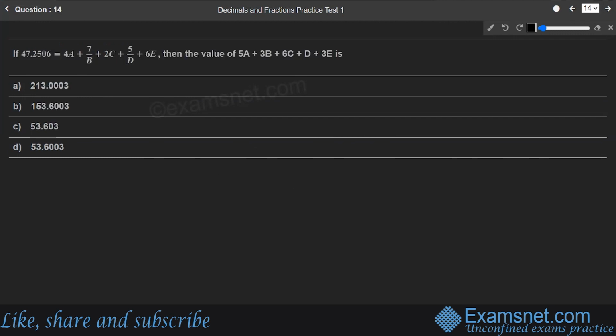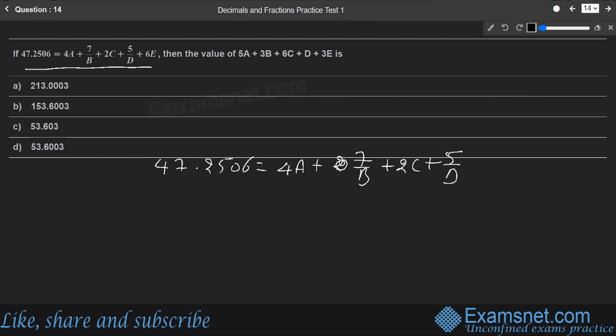Now, 14, we are supposed to solve this particular expression. So let us keep doing it. He's asking for 47.2506 is equal to 4a plus 2 plus 7 by b plus 2c plus 5 by d plus 6. This is what he's saying. Now clearly we are supposed to solve it. So for the ease of calculation, what we can do, we can break this 47.2506 into various terms. Okay, how we can do this?